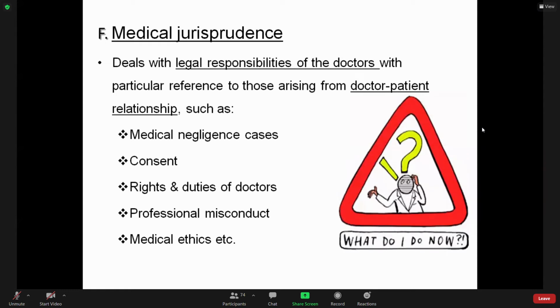Medical jurisprudence called ka definition bhaneko thiye hai. So again alikati detail ma jandakhera, what is medical jurisprudence? It deals with the legal responsibilities of a doctor with particular reference to those arising from doctor-patient relationship.